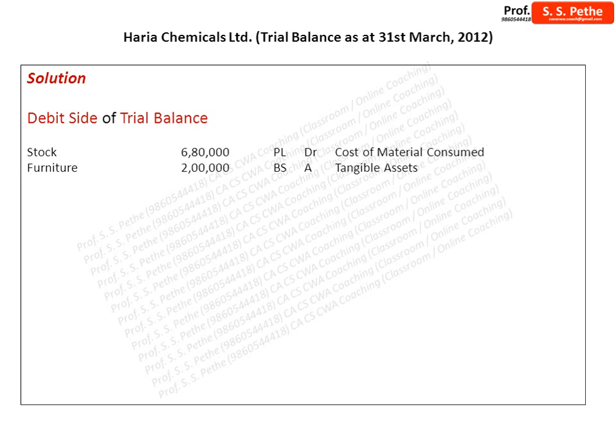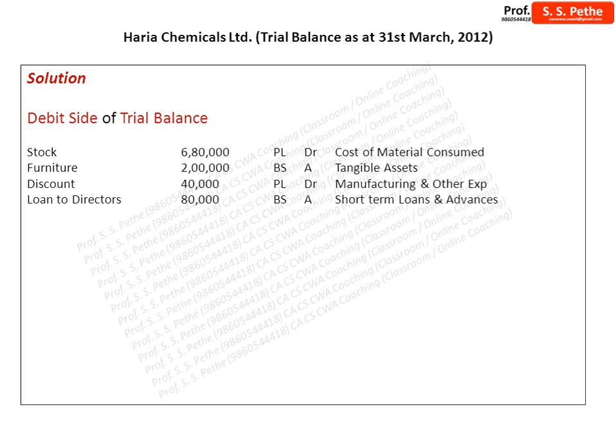Then furniture, it's an asset, balance sheet, asset side under the tangible assets. Discount, since it's the debit discount, it's an expense, P&L, debit balance, manufacturing and other expenses. Loan to director, that is the company has given a loan to the director, so it is a debit balance, and it will go to the balance sheet asset side under the head short term loans and advances.